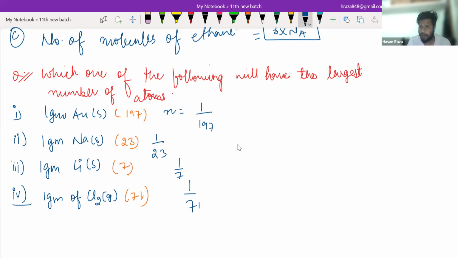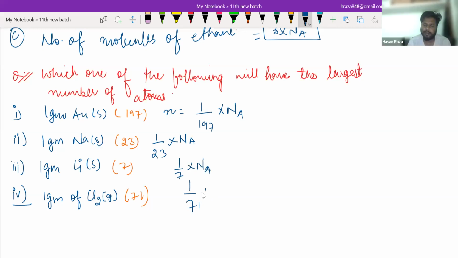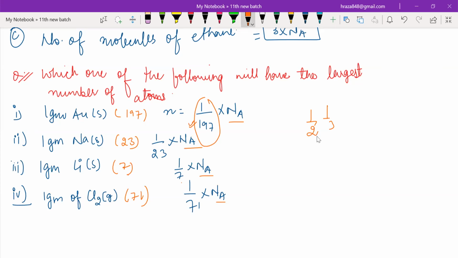And for the number of atoms, it should be multiplied by Na. Yes or no? Yes, sir. It should be multiplied by Na in each case. Na is the same for all. Now we are going to talk about which ratio has the larger value. If the denominator is very big, the value is lesser. Which is bigger, 1 by 2 or 1 by 3? 1 by 2 is greater.